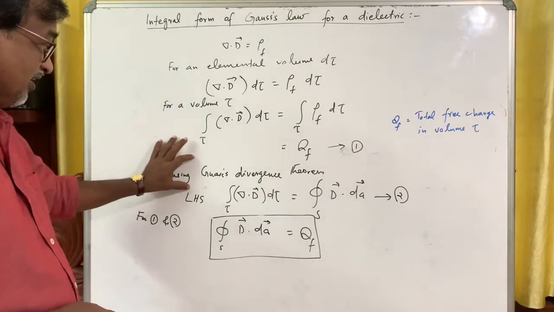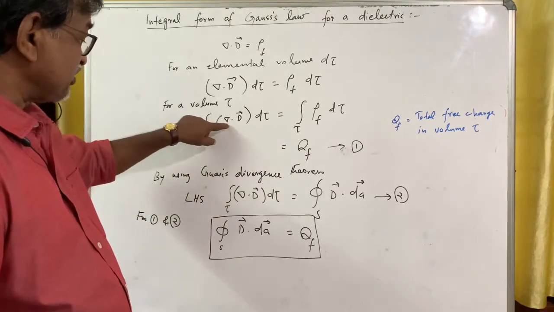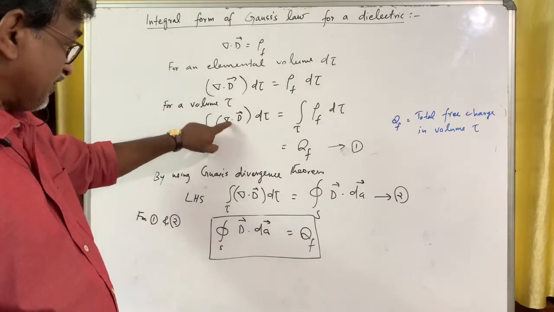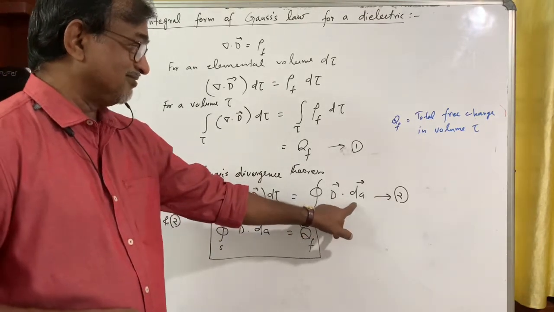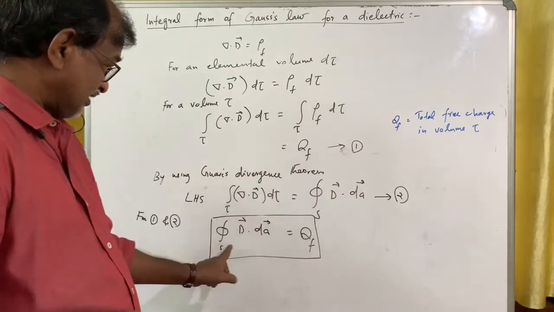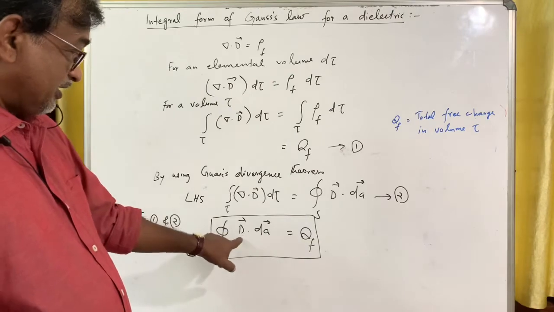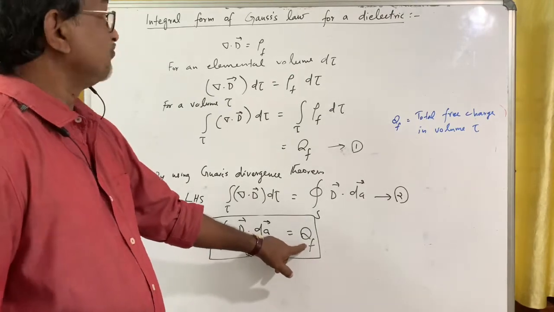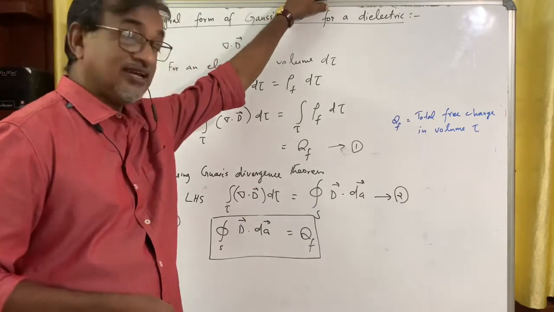By using Gauss's divergence theorem on the LHS of this equation, the LHS becomes the closed surface integral of D dot dA. And by using equations 1 and 2, we can rewrite it as the surface integral of D dot dA is equal to Q f, which is the integral form of Gauss's law for a dielectric.